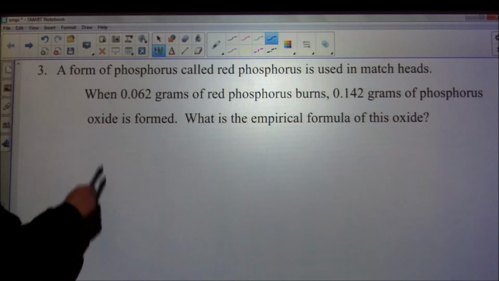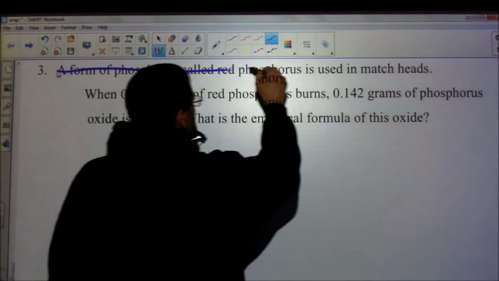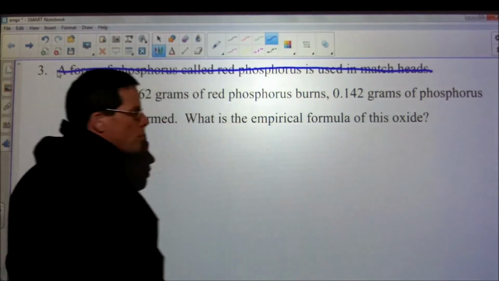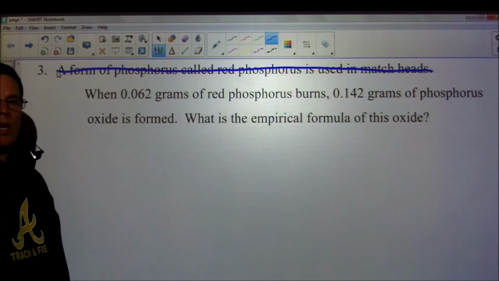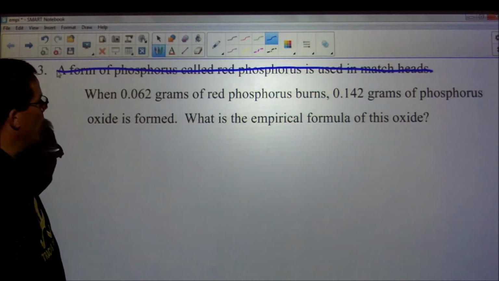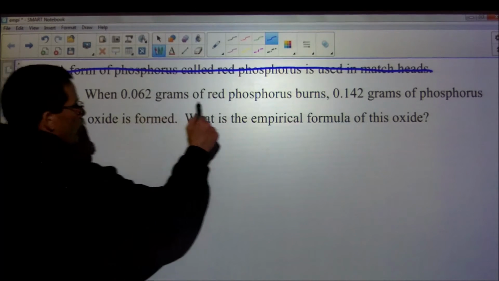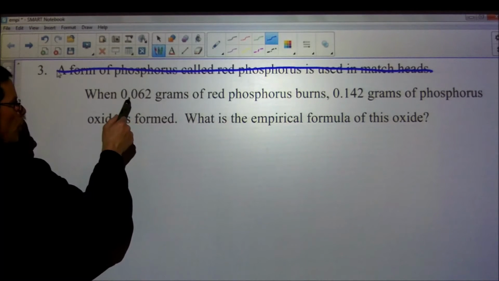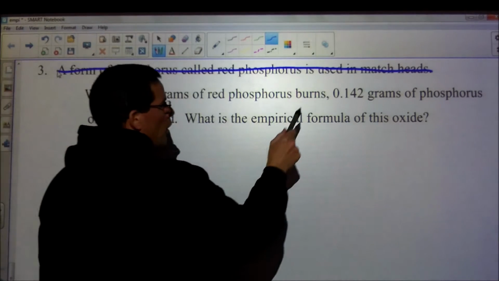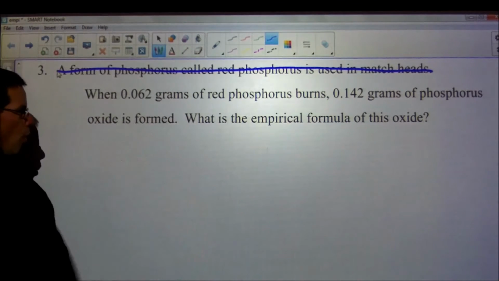So again, that's some information that really isn't very necessary for this question. It doesn't give us any information, doesn't tell us what the possible formula for our compound could be. However, this is pretty important. So it says when 0.062 grams of red phosphorus burns, 0.142 grams of phosphorus oxide is formed.